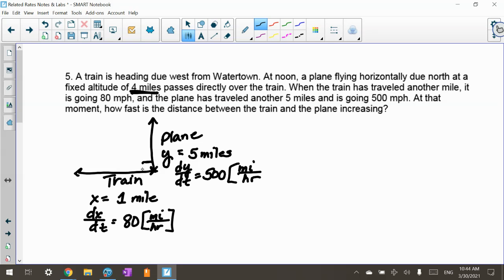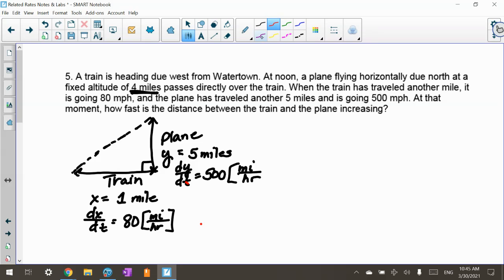Okay. So this is a right angle. I'm just going to draw this line here dotted for a minute. I'll tell you why in a minute. At what moment, how fast is the distance between the train and the plane increasing? Well, on our normal time when we were doing this, we would look, oh, we're looking for this side right here, if I were looking at this flat.